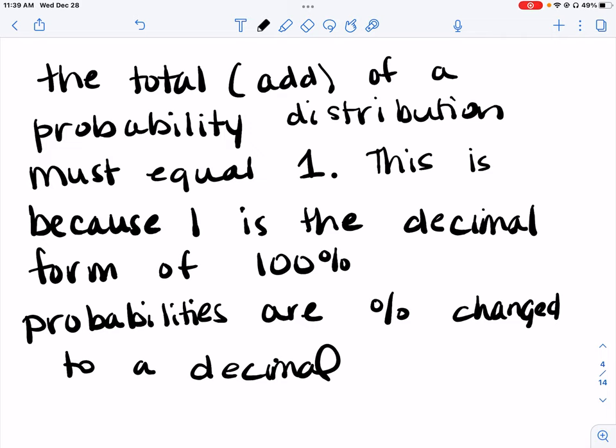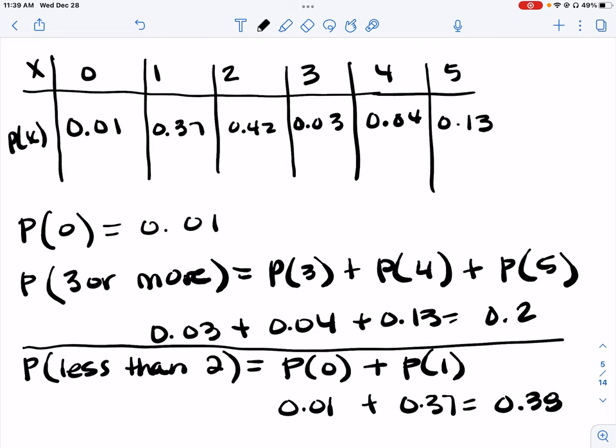Probabilities or percents change to a decimal. If you're given a probability distribution, P of X means the probability that X happens. So if it says P of 0, that would be 0.01. P of 3 or more, you would add the probability of 3 plus the probability of 4 plus the probability of 5. And you would add those probabilities. The probability of being less than 2, well, 0 and 1 are less than 2, so you would add those two probabilities.